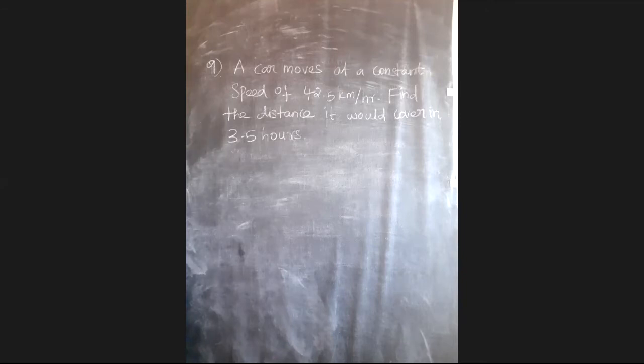Could you able to see the question properly? Okay, Achaya. Good. Now, start to find the answer for this question. So, read the question very carefully. A car moves at a constant speed of 42.5 kilometers per hour. Find the distance it would cover in 3.5 hours.